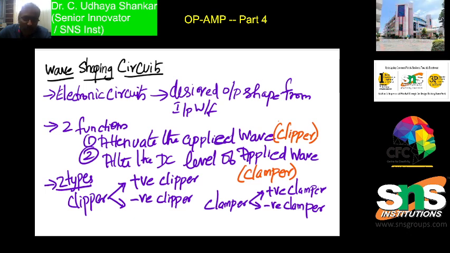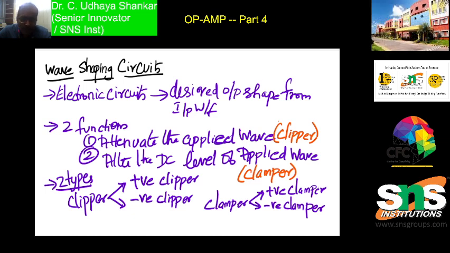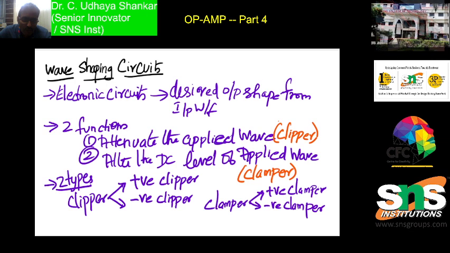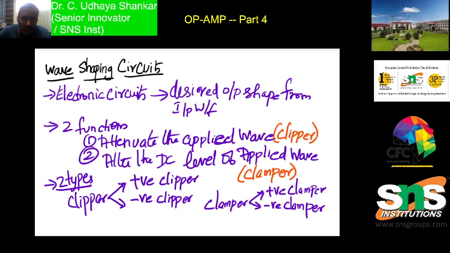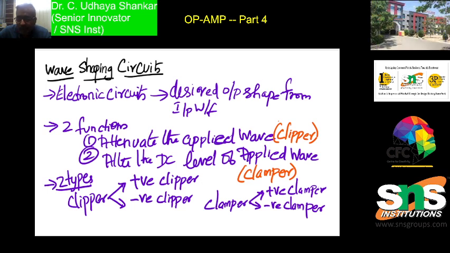I'm sure that you have already watched the previous video on the clipper, and now we will discuss the clamper. As in the previous video, where we discussed that the clipper has two different types, positive clipper and negative clipper, similarly the clamper will also have two different types: the positive clamper and the negative clamper. If I shift the waveform in the positive direction, that is called a positive clamper. If I shift the wave shape in the negative direction, then that is called a negative clamper.